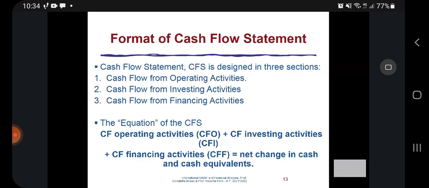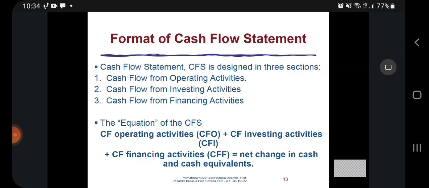In case it's not, something has been left out. There is some kind of mistake that you may have made. Maybe one transaction has not been included. Maybe one other transaction has been included with the wrong sign. Maybe one transaction has been included twice or has had a double effect. So there may be many reasons why ultimately the sum of the three cash flows are not equal with the net change in cash and cash equivalents.